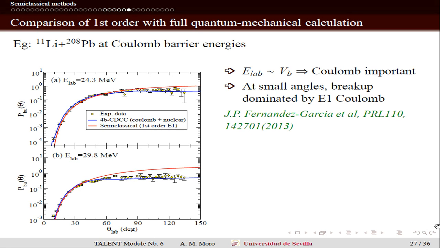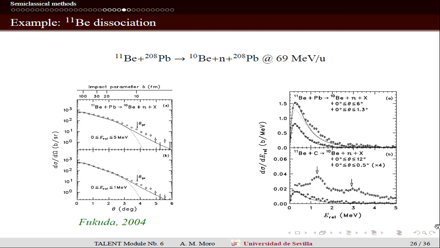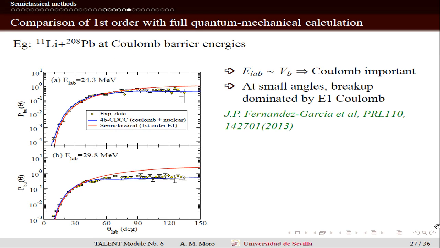So this is another example. This is for the case of lithium-11 on lead at Coulomb barrier energies. So the experiment here was at relatively high energy, 70 MeV per nucleus. This is at Coulomb barrier energies. So, and here you have a comparison. This is, you don't see here, this probability. So this is similar to what we have introduced as a probability.